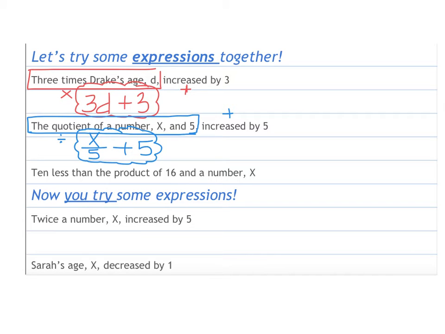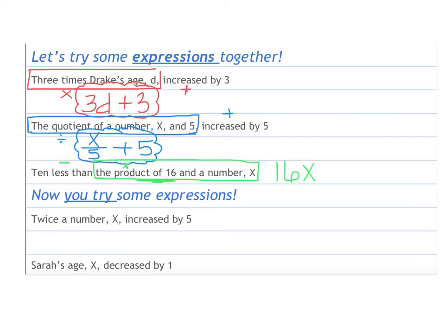Then we have 10 less than the product of 16 and a number x. So we're taking the product of 16 and a number x. So those have to go together and stick together. And product, we know means multiplication. And then 10 less than is subtracting from that product. So first I'm going to create this part of my expression with the product of 16 and x. And I'm going to write it as 16x.